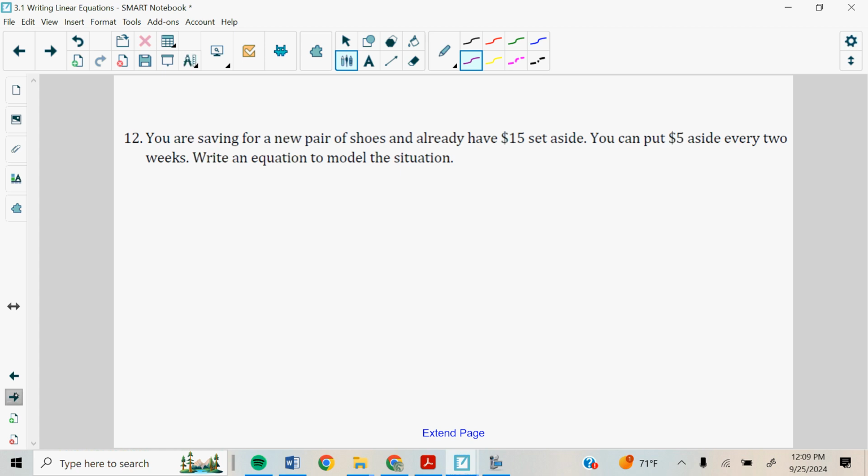All right, so we're just going to say y equals, you could use f of x, but I'm going to use y. Okay, we already have $15 set aside, and you can put $5 aside every 2 weeks. One of those is a rate, and one of those is a constant. And whatever is our rate is our slope, and our constant is our y-intercept. Well, if we already have $15, that is going to be our constant. That's our y-intercept. And the $5 every 2 weeks, that's a rate. Usually when it's like every or per, it's a rate. So y equals 5x plus 15. That's all we have to do for that situation.